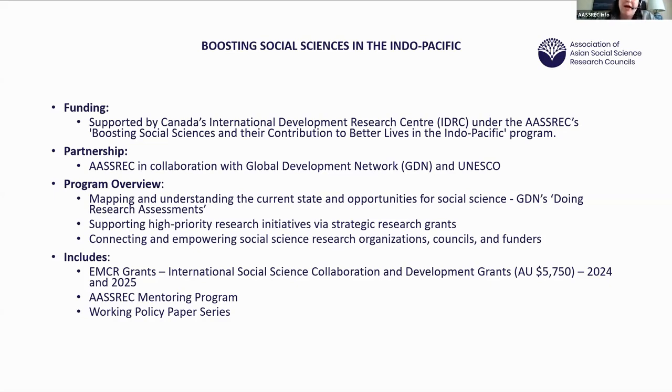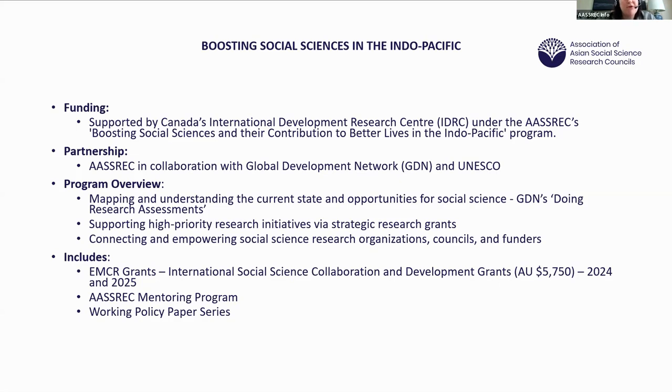We have another grant program called the International Social Science Collaboration and Development Grant. This grant program is focused on early and mid-career researchers. We launched a call earlier this year for applications, and the grants are just over 5,000 Australian dollars, to support international collaboration for EMCR researchers, once again in low and middle income countries. There'll be a second call launched in early 2025, so keep an eye out for that one. You or other colleagues may be interested in applying for those grants as well.